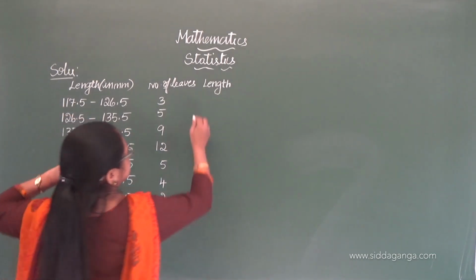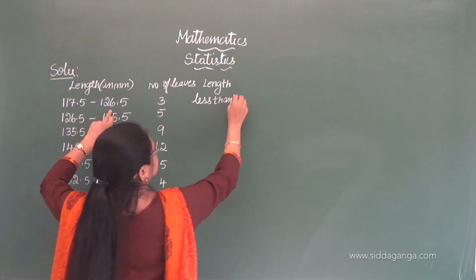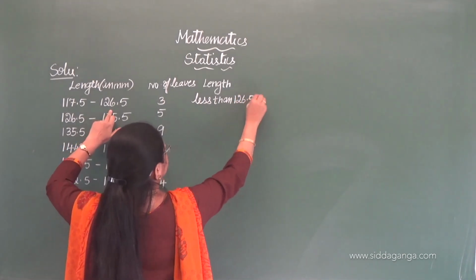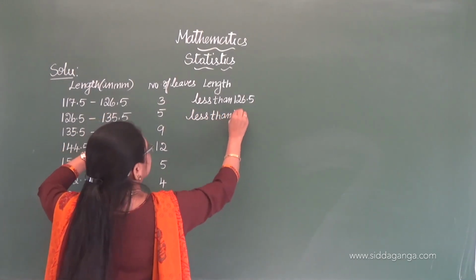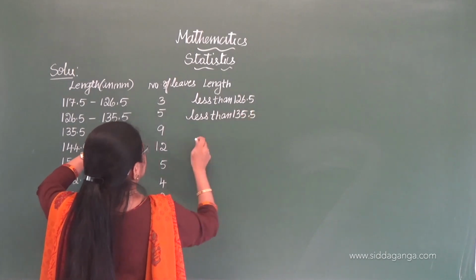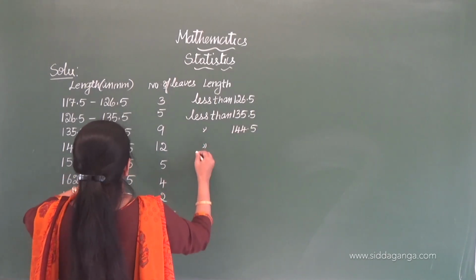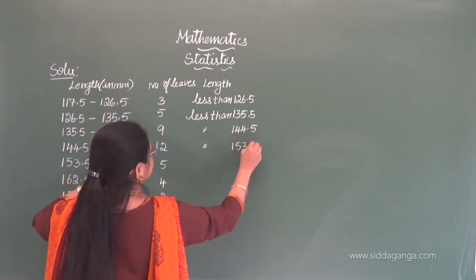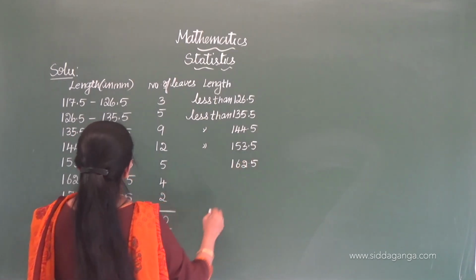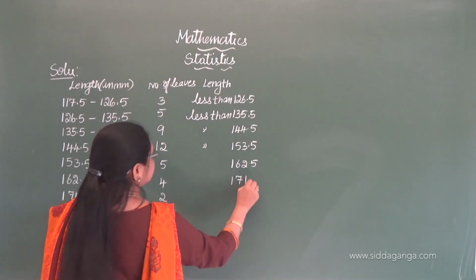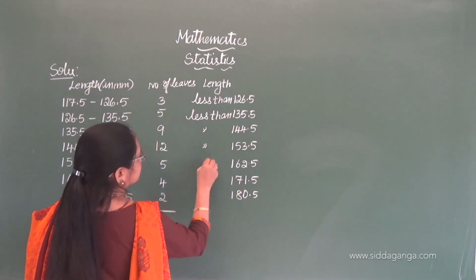Now, when I take less than, I told you, you should take the upper limit: less than 126.5, then less than 135.5, next less than 144.5, next less than 153.5, next less than 162.5, next less than 171.5, next less than 180.5. You have to write less than.